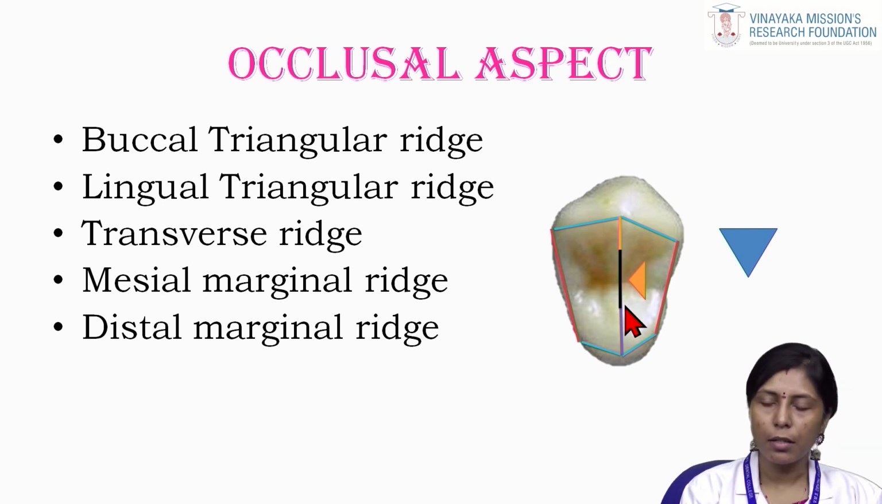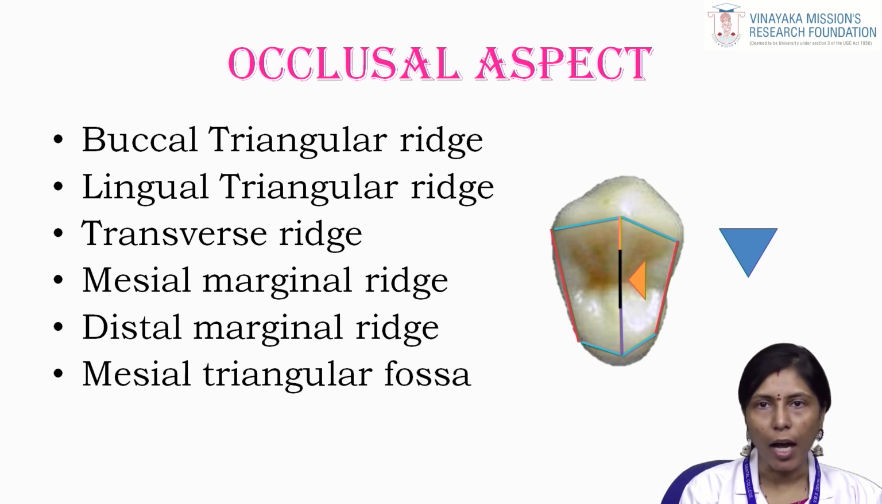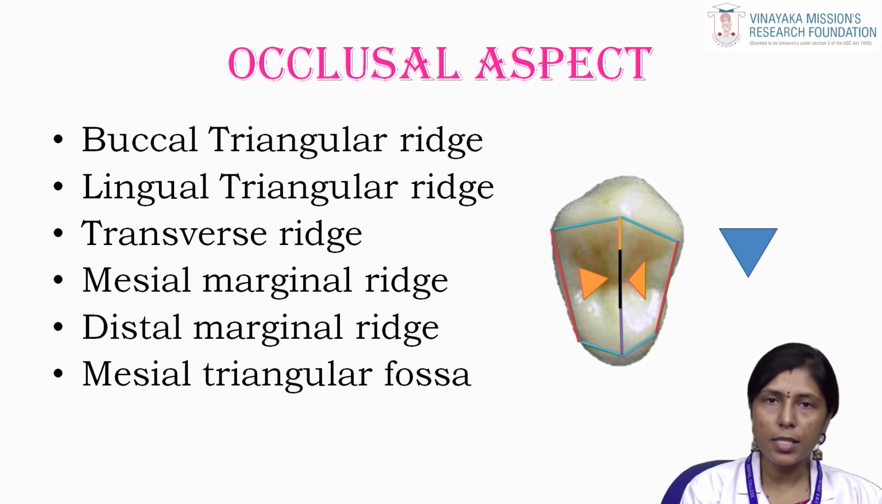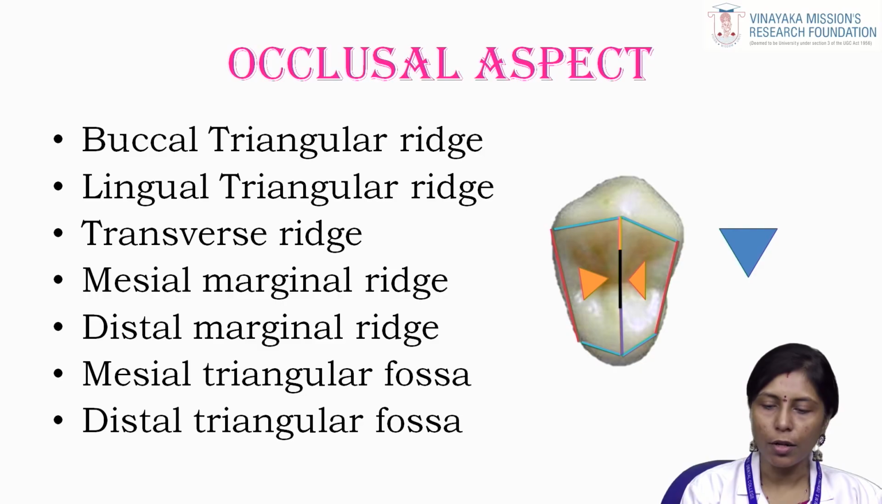You can appreciate depressions or fossae within the occlusal surface. So the mesial slope of the buccal cusp, the mesial slope of the palatal cusp and the mesial marginal ridge. Between those three surfaces you can see a fossa, which you call the mesial triangular fossa. Likewise, a depression is seen on the distal side also, that you call the distal triangular fossa.